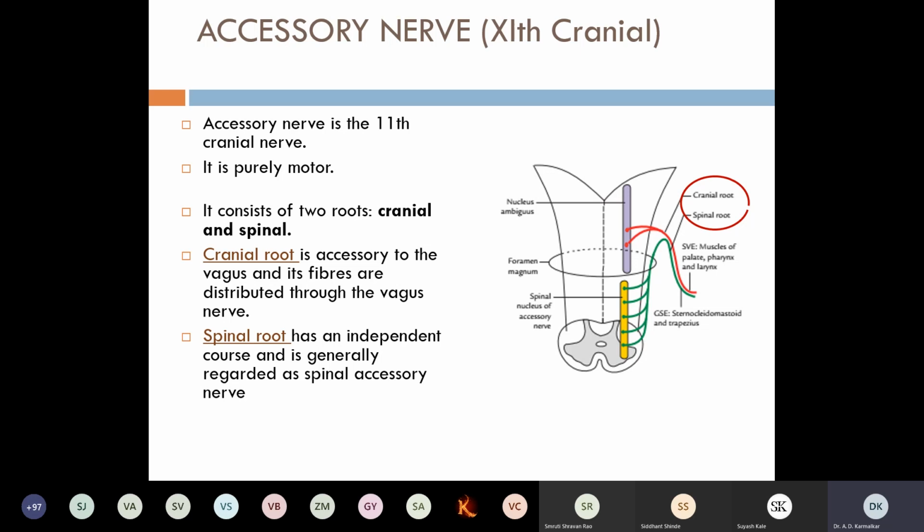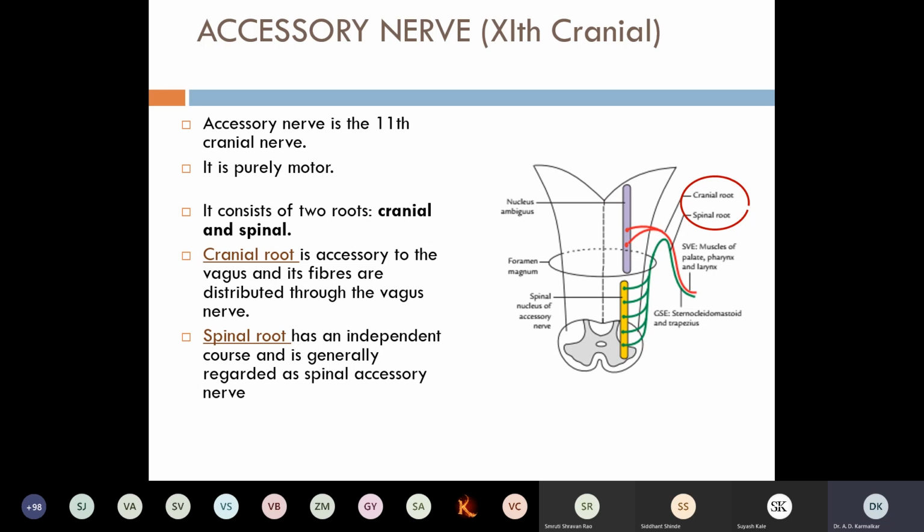If you remember, the cranial root arises from the nucleus ambiguus, and this cranial root of the accessory nerve joins the vagus nerve.